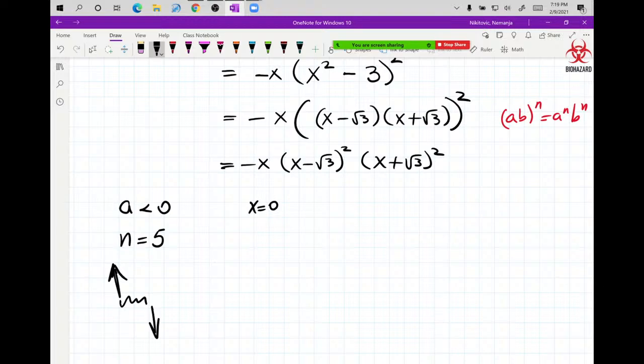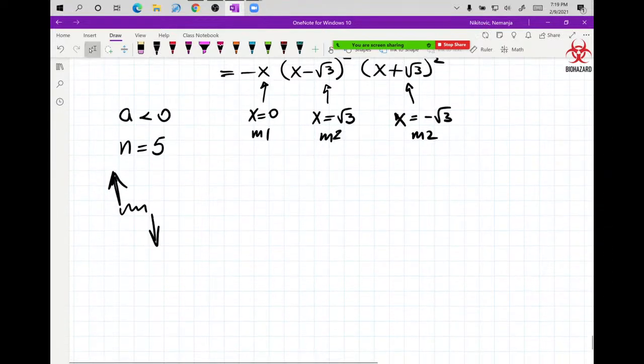And then when it's less than 0, it starts on the top left, sorry. x equals 0, multiplicity 1, that's for this guy. x equals root 3, multiplicity 2, that's this guy. And x equals negative square root of 3, multiplicity 2, which is this guy. Now we draw the graph and we're done.